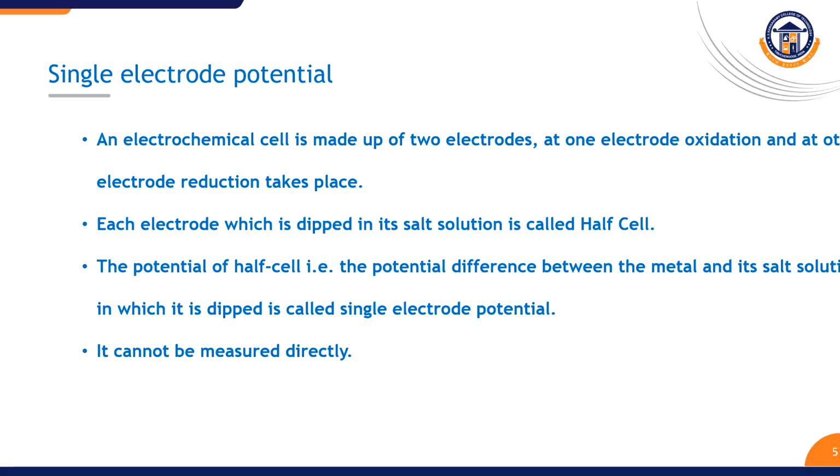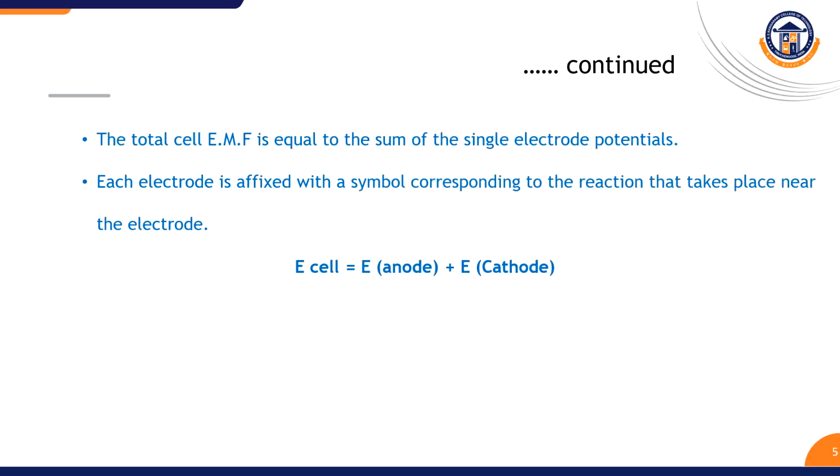An electrochemical cell is made up of two electrodes, in which one electrode undergoes oxidation and the other undergoes reduction. Each electrode is dipped in its salt solution, and this is called a half cell. The two half cells are connected by a salt bridge, and the potential difference between the metal and its salt solution is directly proportional to the single electrode potential, and it cannot be measured directly.